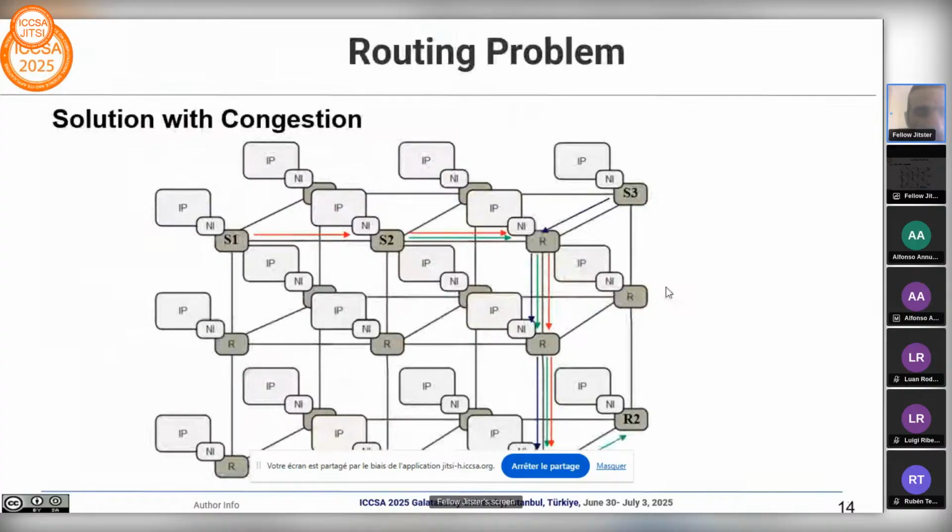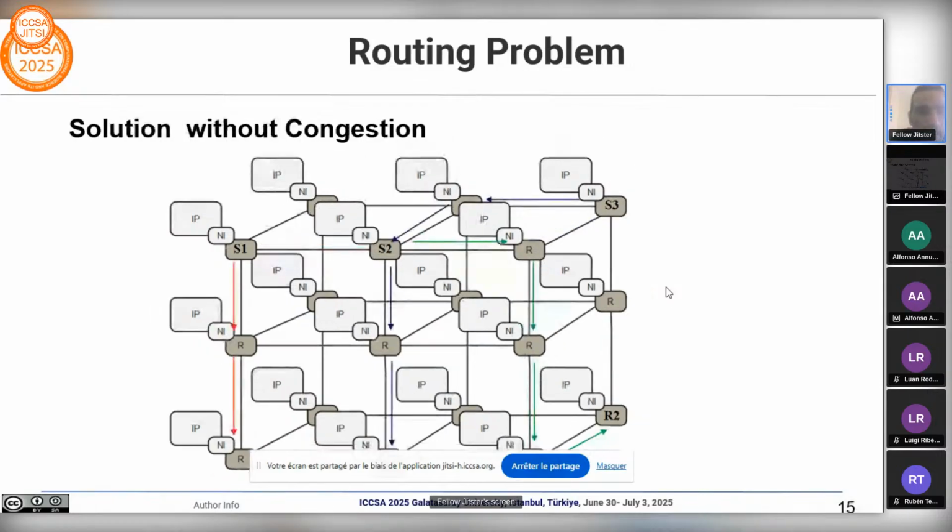In this work, the best solution is based on congestion. The goal is to minimize the congestion between source and destination. In this example, we have many data communications forming a congestion, and here is the same solution without congestion.